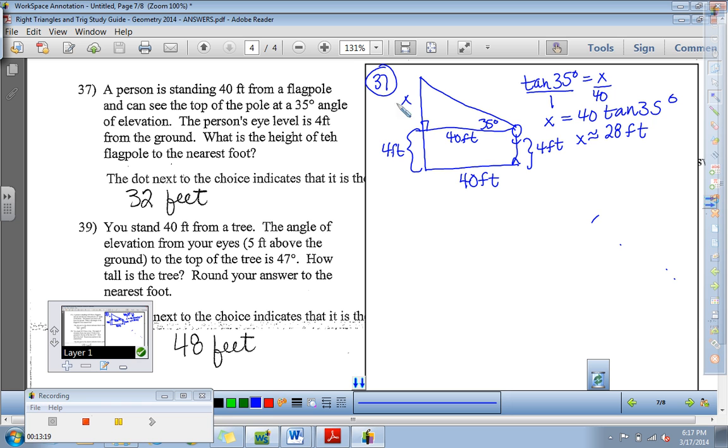Then you add in, this is 28 feet, so you add an extra 4 feet to get the total height. So 28 plus 4 is equal to 32 feet. I hope that helps. Like I said, these problems are a little different than the ones we talked about more in class.